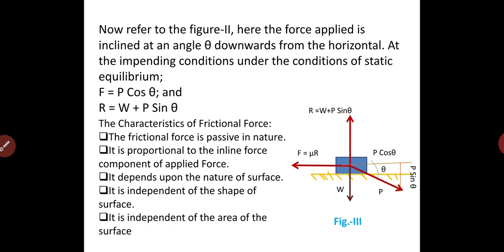The characteristics of frictional force. The frictional force is passive in nature. It is proportional to the inline force component of the applied force. It depends upon the nature of the surface. It is independent of the shape of the surface. It is independent of the area of the surface. Now, let us learn more about these characteristics.